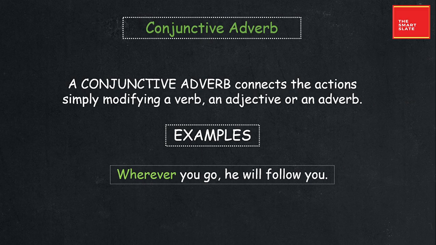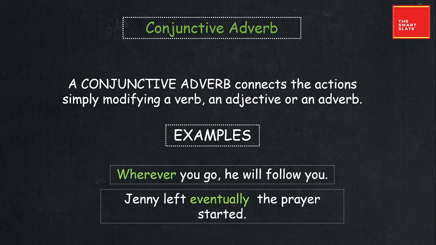It is connecting the actions, like two actions. If you just miss out the adverb here, wherever you go, he will follow you. So if I miss out wherever, you go, he will follow you. You know, the meaning is still incomplete. But if I attach the word wherever, you will get the complete meaning. The meaning changes if you remove the adverb.